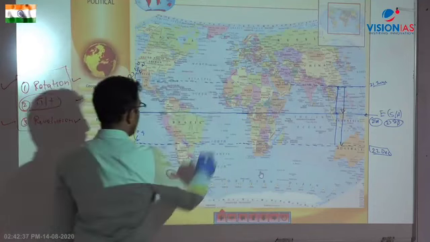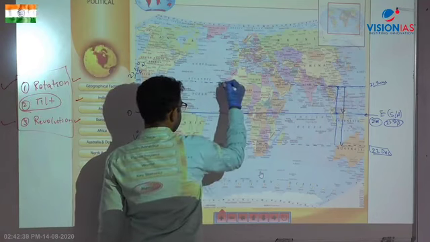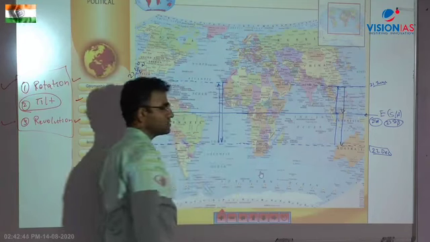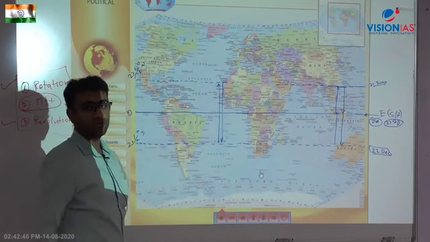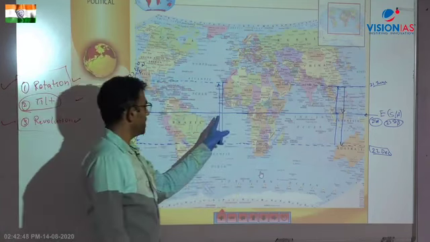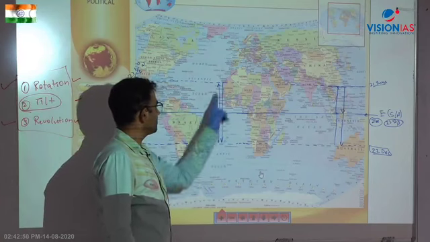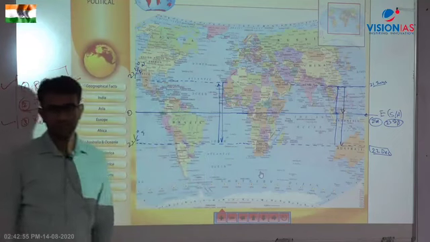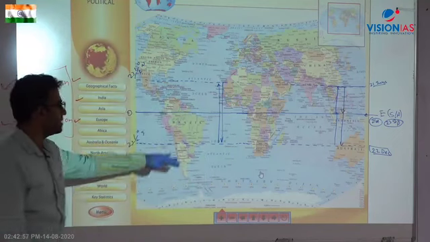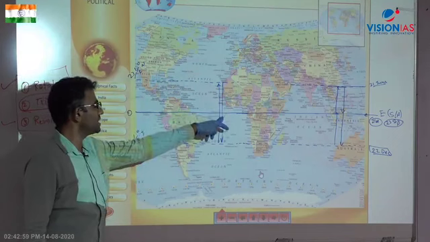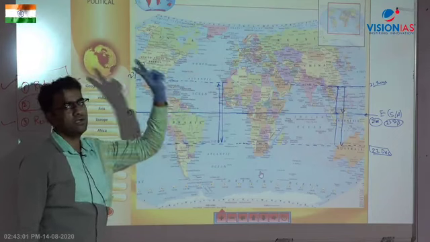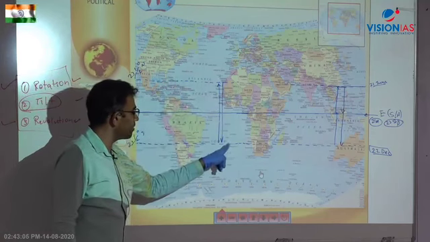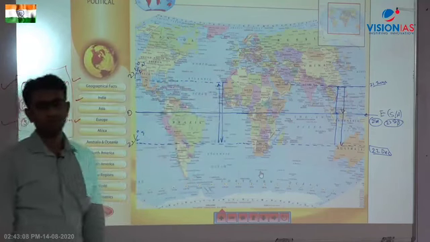So basically all the places between the Tropic of Cancer and Tropic of Capricorn receive the 90 degrees of sunrays at least 2 days in a year. One during the sun's movement from here to here, another during the sun's movement from here to here. So every place between the Tropic of Cancer and Tropic of Capricorn receives 90 degrees of sunlight 2 days in a year. What about those places which are exactly located on Tropic of Cancer and Tropic of Capricorn?